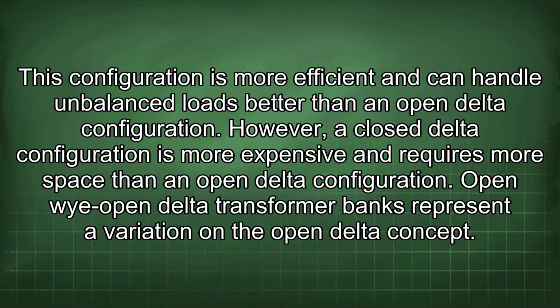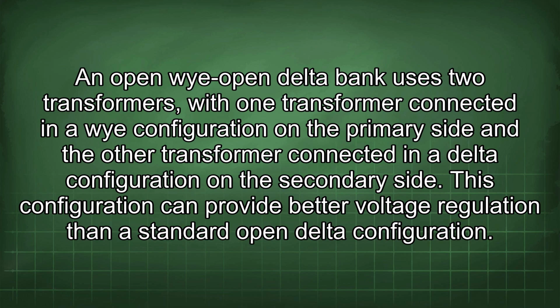Open delta transformer banks represent a variation on the open delta concept. An open delta bank uses two transformers, with one transformer connected in a Y configuration on the primary side and the other transformer connected in a delta configuration on the secondary side. This configuration can provide better voltage regulation than a standard open delta configuration.